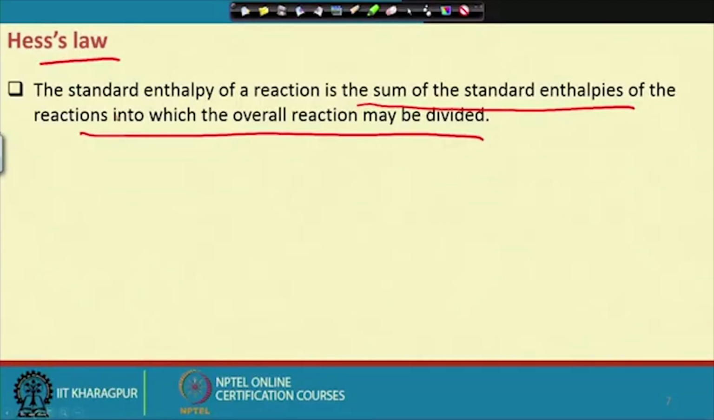So, let me tell you again, Hess's law says the standard enthalpy of a reaction is the sum of the standard enthalpies of the reactions into which the overall reaction may be divided. If I solve one problem, I hope the concept will be clear.